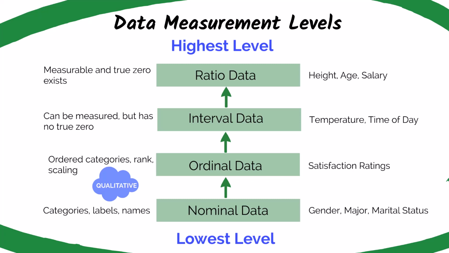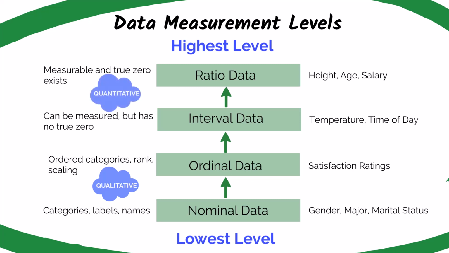Ratio data is the last data measurement level, and a true zero does exist. Examples here would be height, age, or salary. 0 height just means it can be measured and it can start at whatever unit of measure you are using. For age, we can have a 20-year-old person, a 1-year-old person, or even a newborn baby at 0 years. Lastly, salary, you can have a true zero salary, meaning you don't have a salary, or you are working for free like an internship or volunteering.